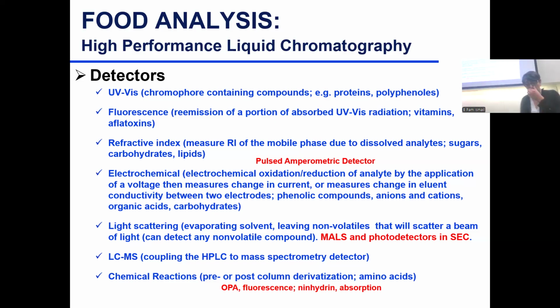Chemical reactions. Sometimes we're analyzing compounds that are not naturally chromophores, but you have a UV detection, or you have an absorption spectroscopy or a fluorescence spectroscopy. But your molecules or compounds do not absorb light. So you induce a chemical reaction. Let's say amino acid, you react with an OPA reagent, or you react with anhydride, then it forms a compound that actually absorbs light. All right.